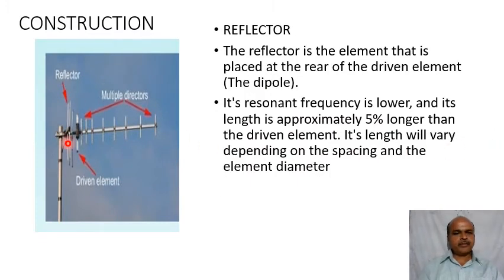Then next is the reflector. So this is the reflector. The reflector is the element that is placed at the rear of the driven element. So near this driven element there is a reflector. Its resonant frequency is lower and its length is approximately 5% longer than the driven element. So the reflector length is 5% longer than the driven element, while the directors' lengths are 5% less than the driven element. Its length will vary depending on the spacing and the element diameter.